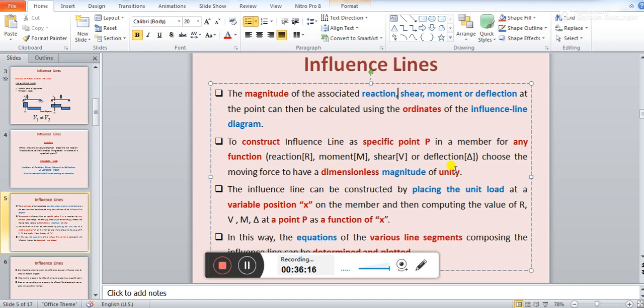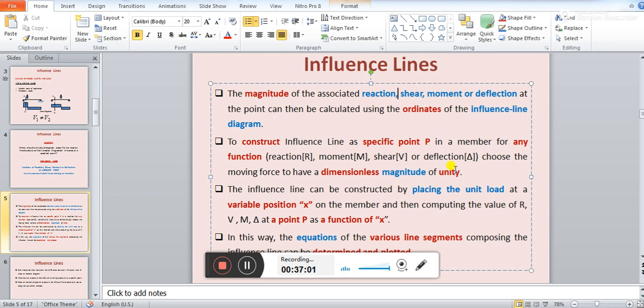You can directly use the influence line diagram, and the ordinate of the influence line diagram is going to give you the magnitude of the associated reaction, shear, moment or deflection. So you should understand it very clearly that like the bending moment, shear force, deflection diagrams, influence line diagrams also need to be constructed separately for particular variables.